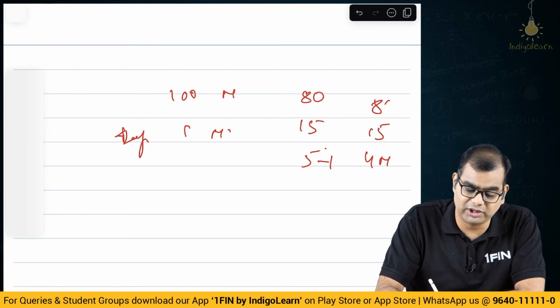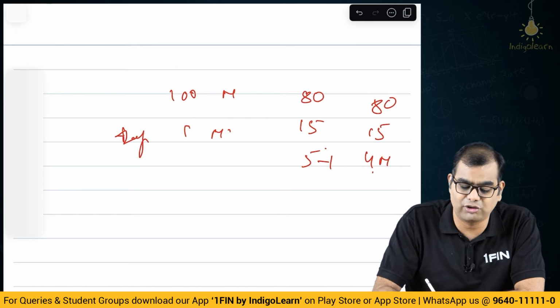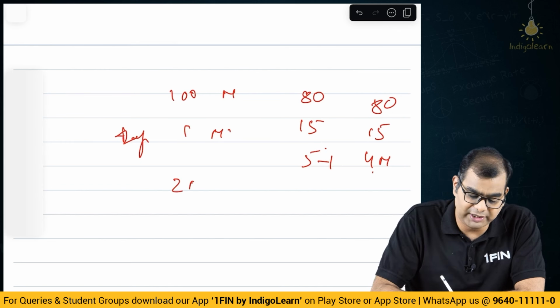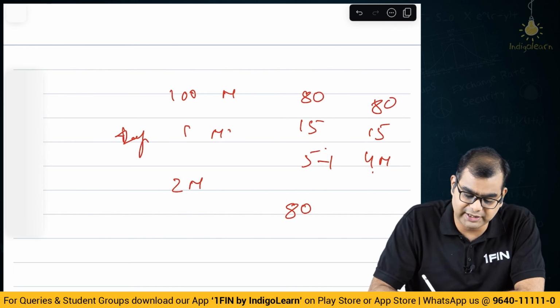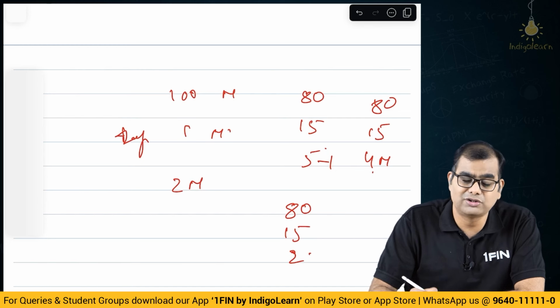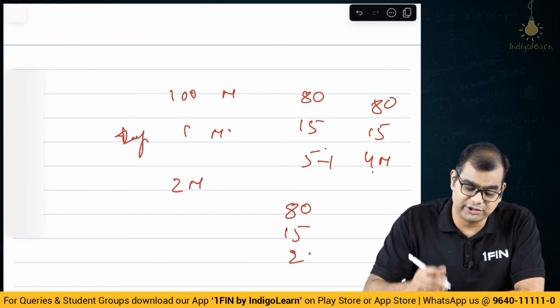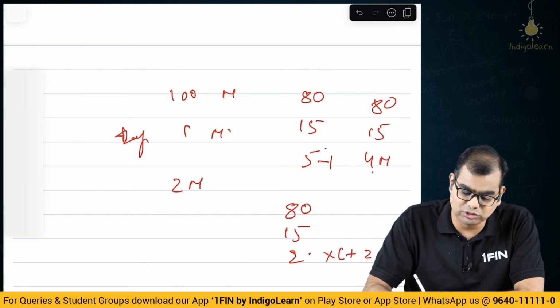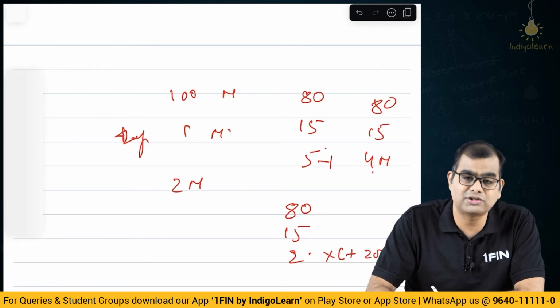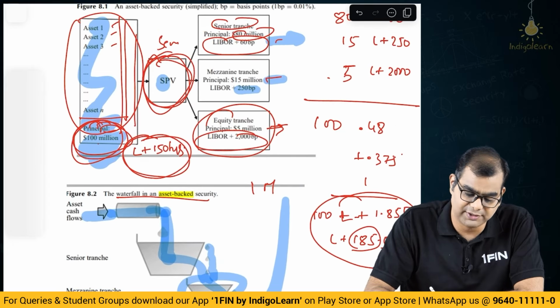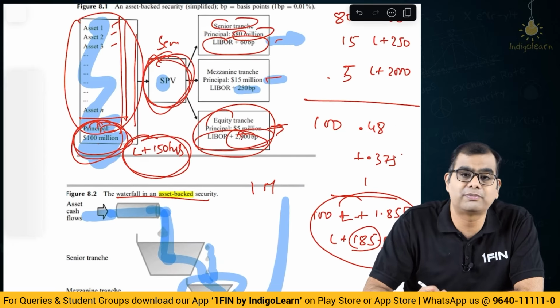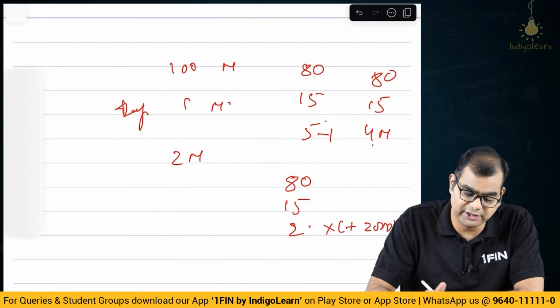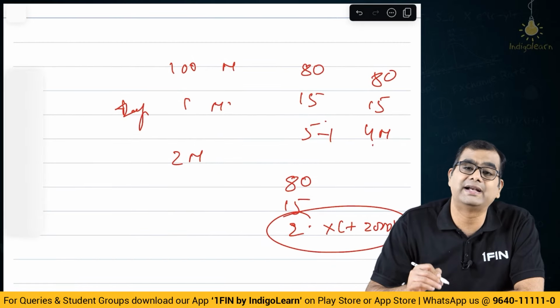Now the total outstanding is 4,580. Another 2 million default happens. So this becomes 80, 15 and this is 4, no? 4 minus 2 is 2. So the equity tranche keeps getting reduced, and the interest of LIBOR plus 2000 bips, 2000 bips is what? 20 percentage points. LIBOR plus 20 percentage points is paid to the equity guy because they are taking higher risk.